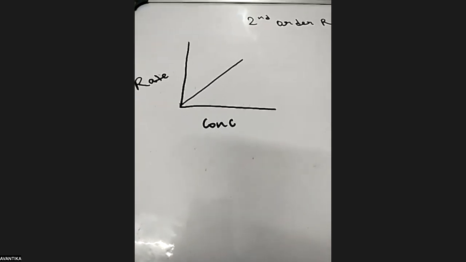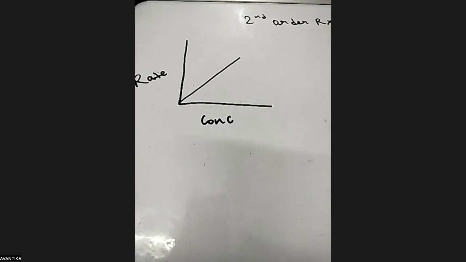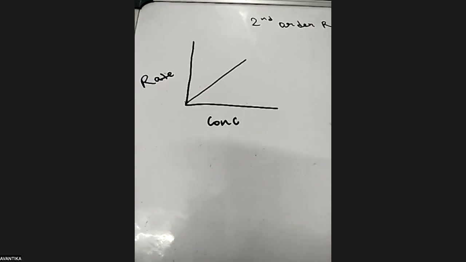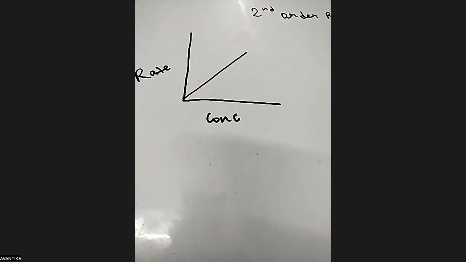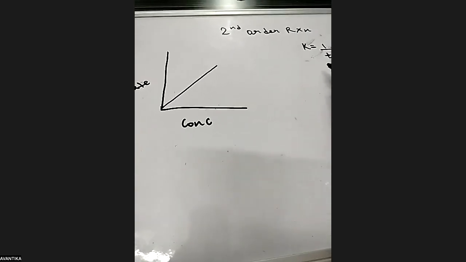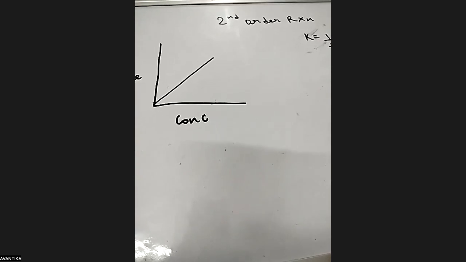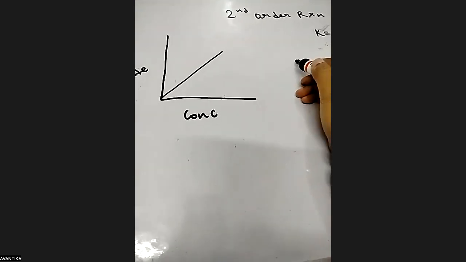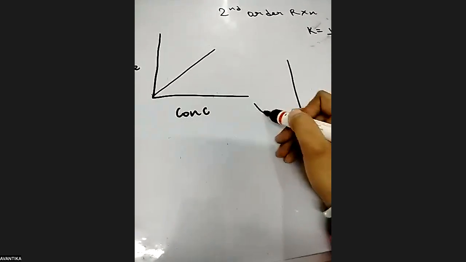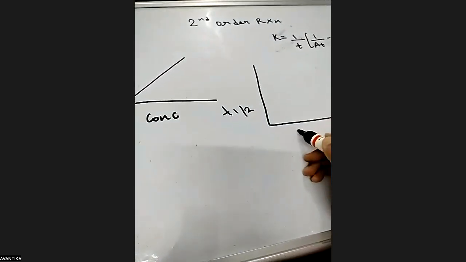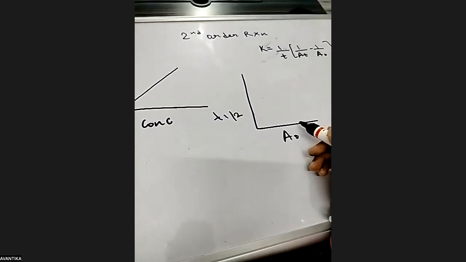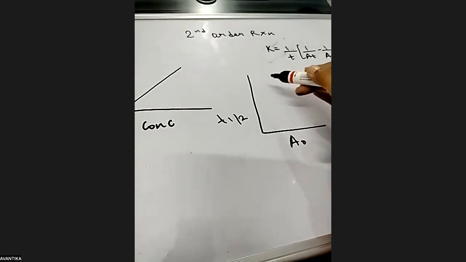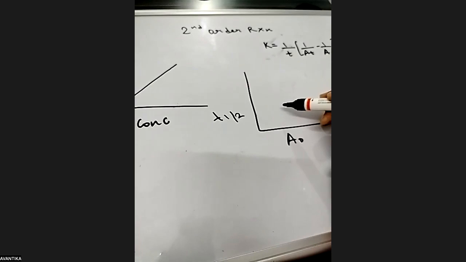And the graph between T half and concentration, because it is inversely proportional, we get a decreasing graph.